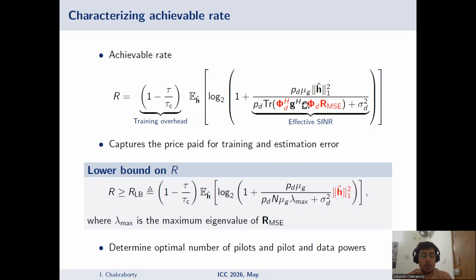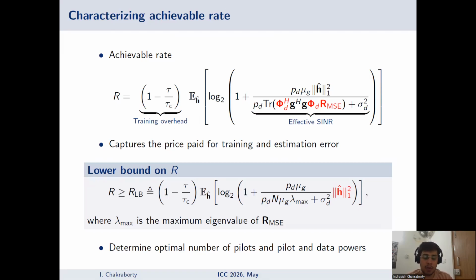Now, as you go on sending more pilots, what basically happens is your effective SINR improves. Your estimate becomes better and better. But after a certain time, your training overhead becomes dominant and tries to pull your rate down. So there is a trade-off between them. We want to capture that trade-off and try to analyze that. That's what we try to do here. But one problem is this expression is not mathematically tractable.